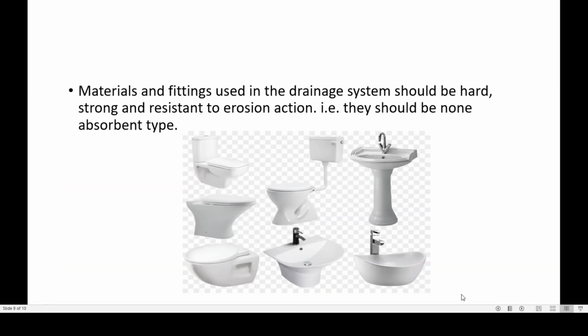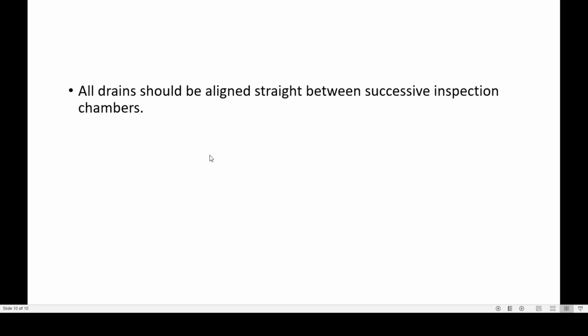Next, materials and fittings used in the drainage system should have strong resistance to erosion actions, so they should be of the non-absorbent type. So these are the materials and fittings that are used for the drainage system. All drains should be aligned straight between successive inspection chambers. That was our question number 4.